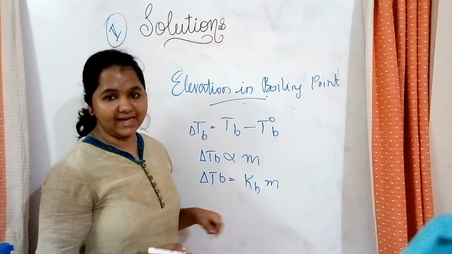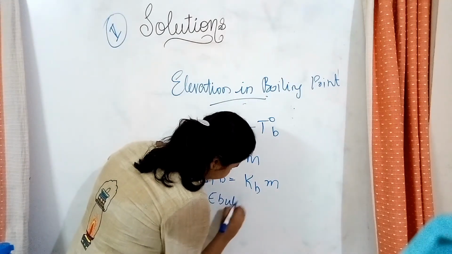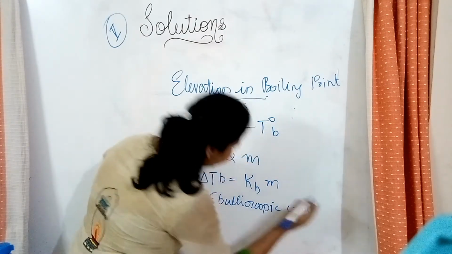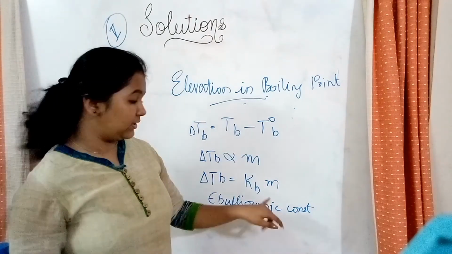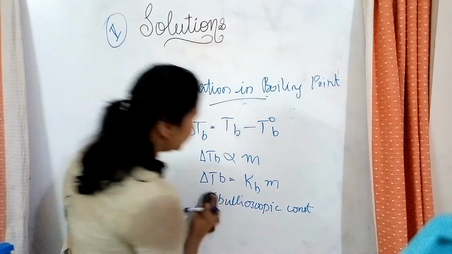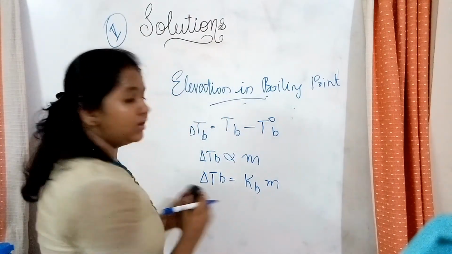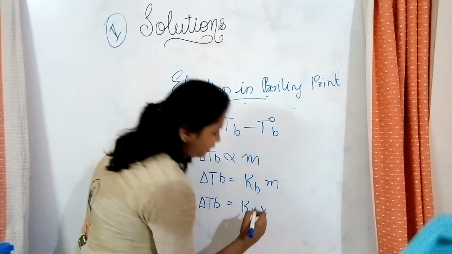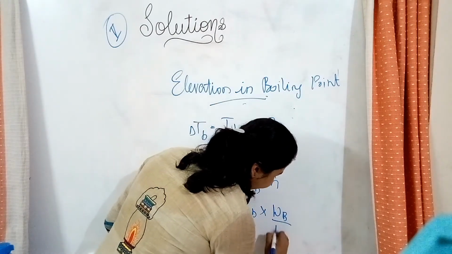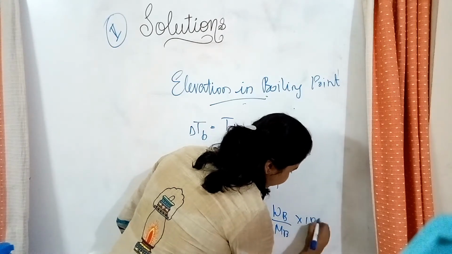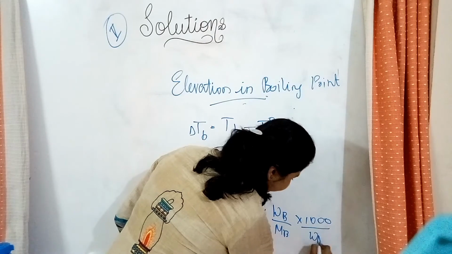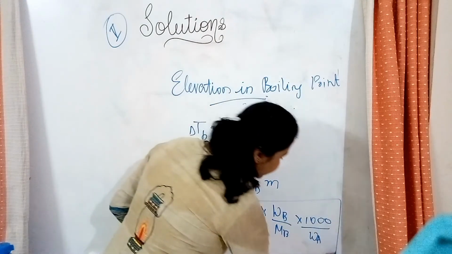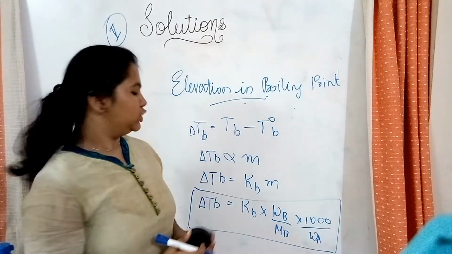So, what is this constant? This constant is called the ebullioscopic constant. Okay? So, what is molality? What is the equation for molality? So, let's write the equation for molality. That is delta TB is equal to KB into WB divided by MB into 1000 divided by WA. So, this is our equation for what? Elevation in boiling point.